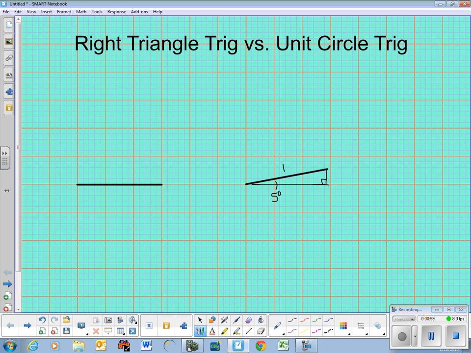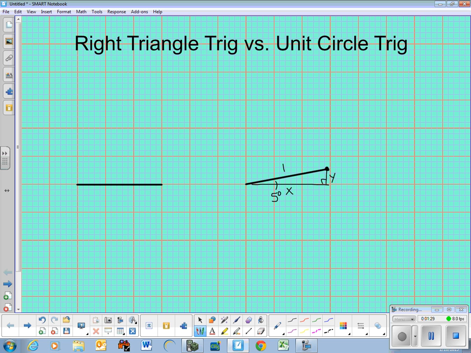So what I'm interested in specifically are the lengths of this side and this side, the x and the y. If you thought of this 1 as a vector starting at the origin, how far to the right did it go and how far up did it go? And what we would use is right triangle trig to find those answers, okay? Y would be 1 times the sine of 5 degrees, and x would be 1 times the cosine of 5 degrees.